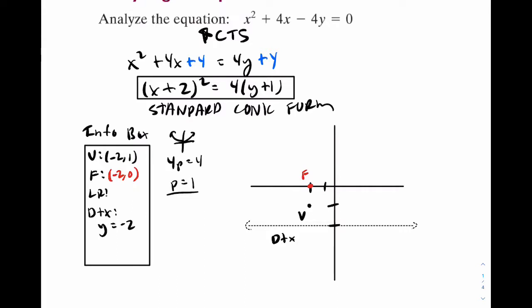And now let's make our parabola. If p is 1, that means our LR points are 2 away because that's 2 times 1. So 1, 2, LR, 1, 2, LR. And we're going to sketch our parabola like so.